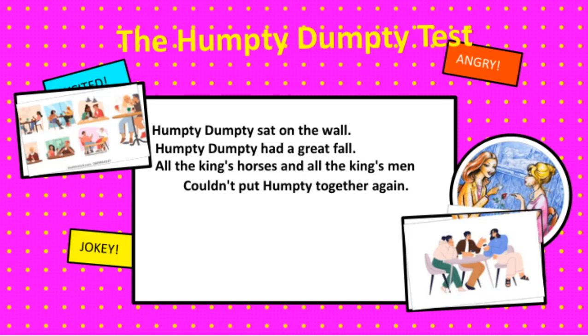Let's take a moment to reflect on the classic Humpty Dumpty story. As you can see, Humpty Dumpty sat on the wall, high up and seemingly safe. But then, he had a great fall, which is a reminder that even when we feel secure, unexpected things can happen. All the king's horses and all the king's men tried to put Humpty back together again, but unfortunately, they couldn't. This story serves as a metaphor for situations where, despite our best efforts, some things just can't be fixed easily. Now, moving on to the Humpty Dumpty test, this is a playful way to gauge our emotional responses.